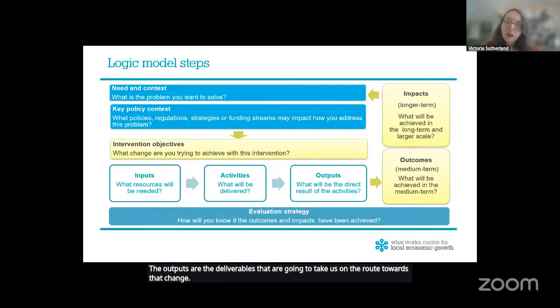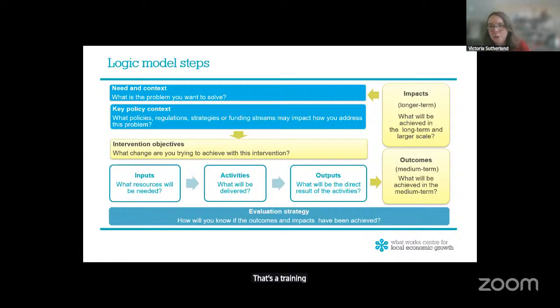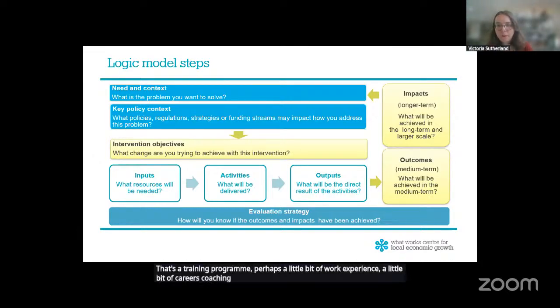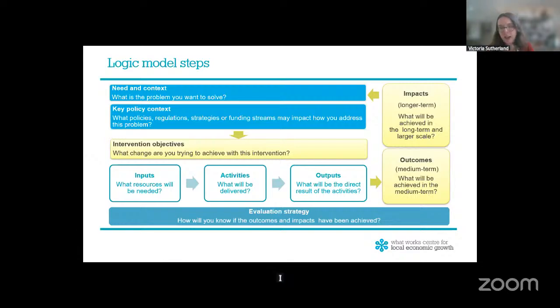And then finally, on the left-hand side, we've got our inputs and our activities. So the inputs are the resources that will be used, and the activities are the things that are going to be delivered. So in the example I've used throughout, that's a training program, perhaps a little bit of work experience, a little bit of careers coaching as well. I think that's probably all I want to say here.